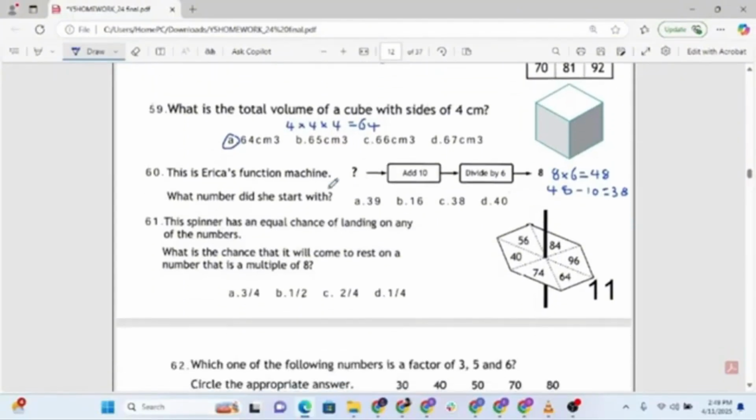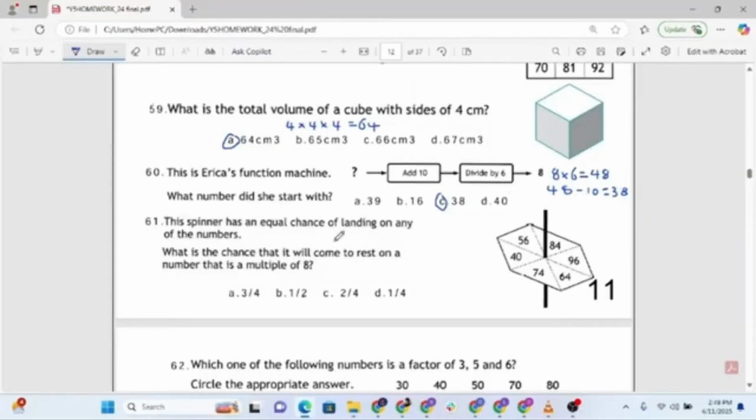Question 60. This is Erica's function machine. We start with an unknown number, then add 10, then divide by 6, which results in 8. Which number did she start with? The correct answer is option C, 38. Explanation. Start from the end of the process and work backward. If dividing by 6 yields 8, then 8 times 6 is 48. From 48, subtract 10 to undo the add 10 step, leaving 38.